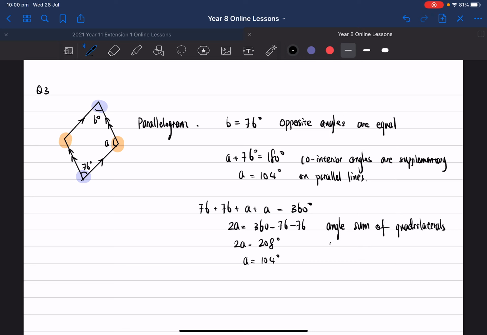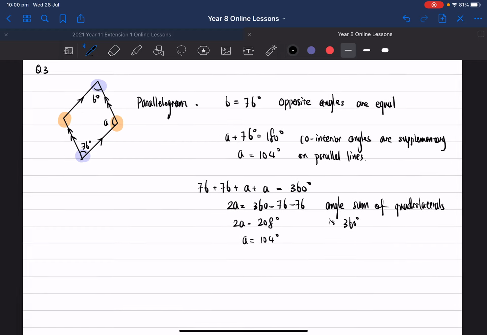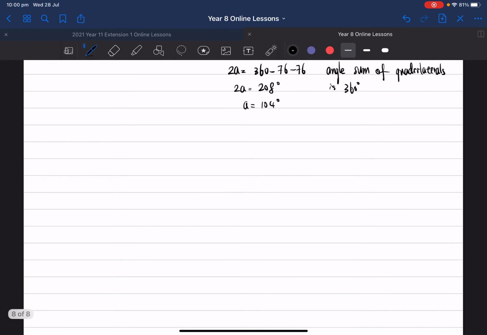All right. So you can use them in multiple different ways to solve this question here. Okay, so that's question 3. Let's move on. Let's try maybe a few other questions.